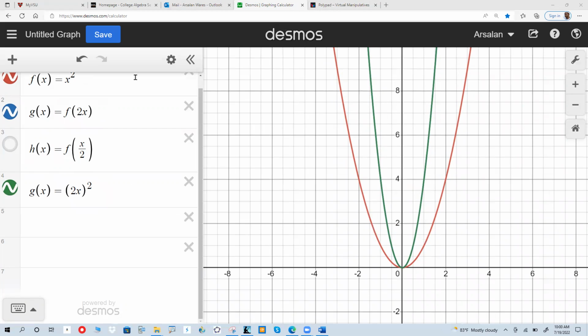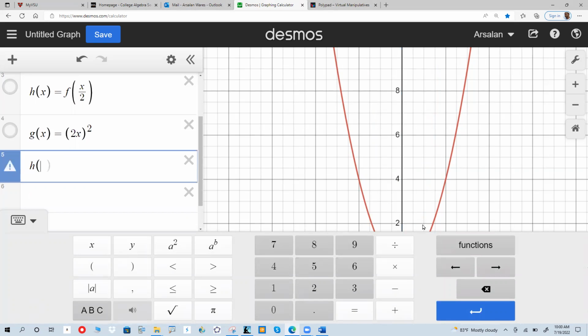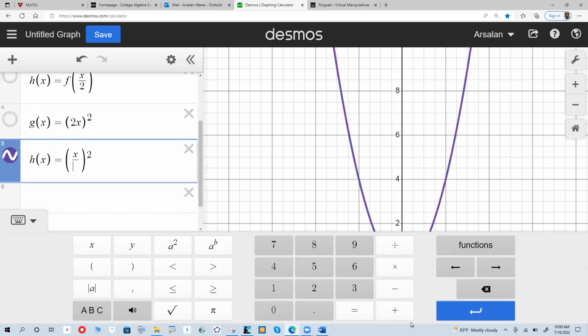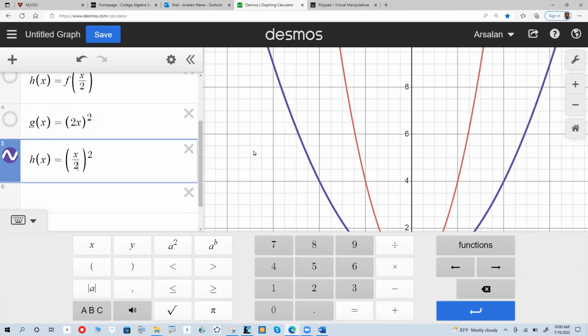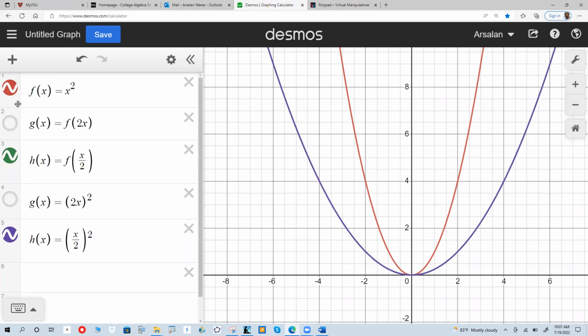So let's hide this. I like the f of f format a little better. I'm going to call it h of x. And I'm going to go inside the function. My square is going to be my square inside the function. Instead of x, I'm going to write x over 2. Now, I'm going to show you these two functions. Okay, I don't need the red one. All I'm trying to convince you is that this is same as this.